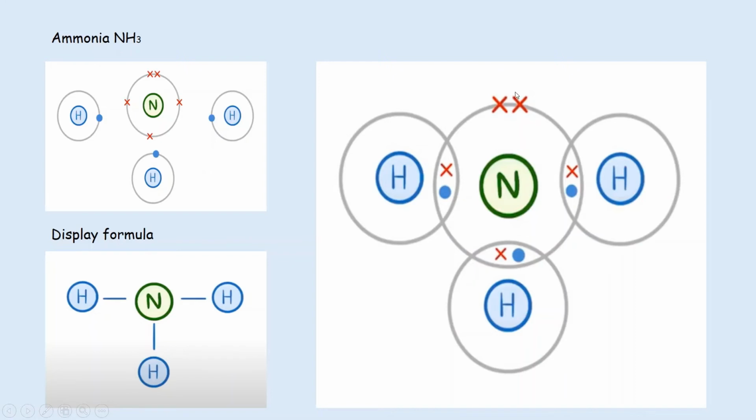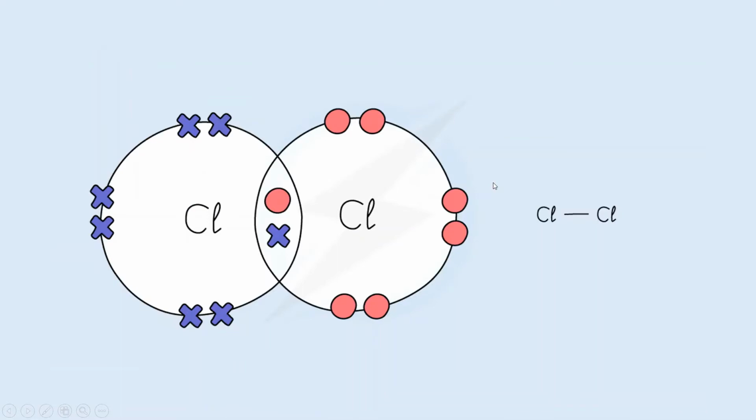Okay, these 2 electrons here are called non-bonding electrons because they're not sharing any electrons. These are shared pairs of electrons. So in this example of ammonia, there's 3 single shared pairs of electrons, 1, 2, and 3. This would be the display formula. So each line is representing each covalent bond.